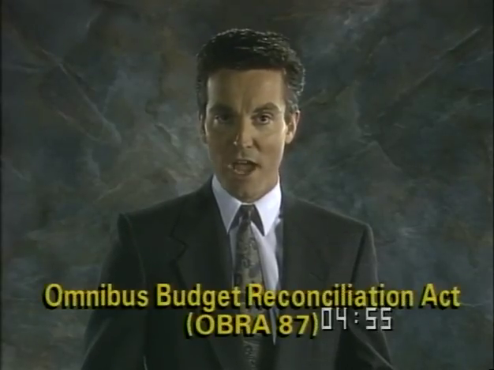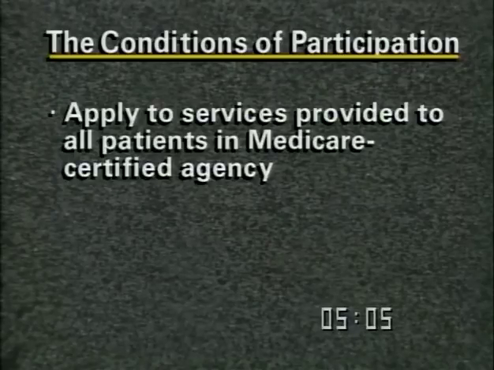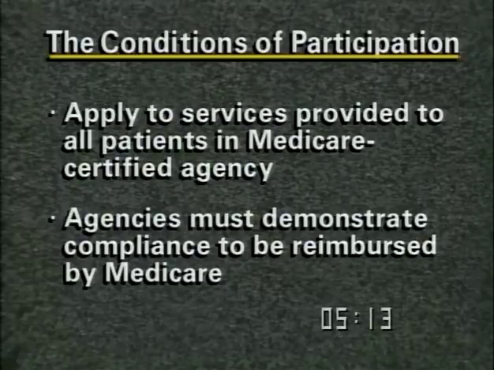In 1987, patient rights became an important focus of home health care. The Omnibus Reconciliation Act, also known as OBRA 87, revised the conditions of participation for home health agencies. The conditions of participation are a set of statements which apply to services provided to all patients in Medicare-certified home health agencies. Agencies must demonstrate compliance with these conditions in order to be reimbursed for services by Medicare. Among other things, OBRA 87 mandated that home health agencies must protect and promote the rights of their patients, just like the Bill of Rights does for citizens.